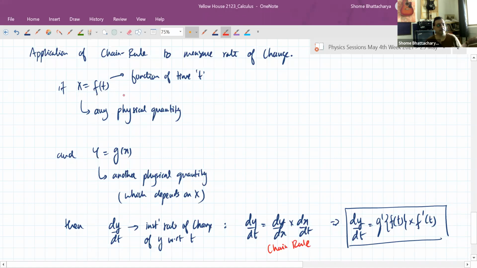Because x is a function of time and y is a function of x, therefore the rate of change of y with respect to time is related to the rate of change of y with respect to x multiplied by the rate of change of x with respect to time. So we'll see this with examples, but this is the general concept over here. So application of chain rule when we are using differentiation to measure rate of change.